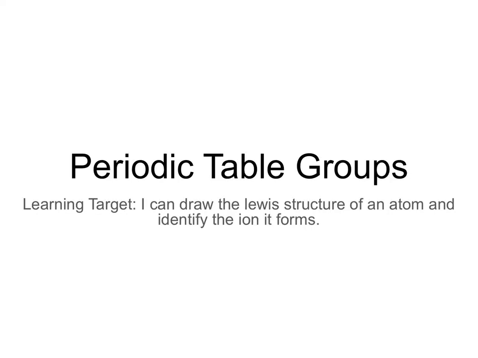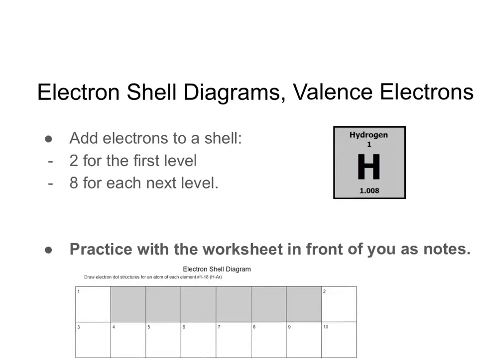This lesson is going to be about periodic table groups, and the learning target is to be able to draw the Lewis structure of an atom and identify the ion it forms. Before we get into drawing our Lewis structures, we're going to learn how to draw an electron shell diagram. The purpose of this is to visualize where the electrons are and how many electrons there are in each element so that we know how many valence electrons we have, which remember are the outermost electrons, the outermost ring. And those are going to be important for our Lewis structures.